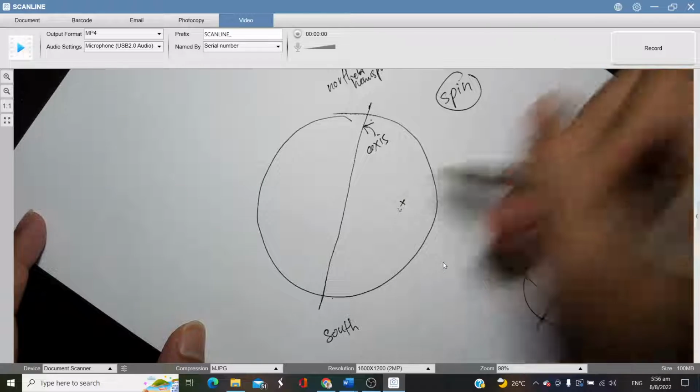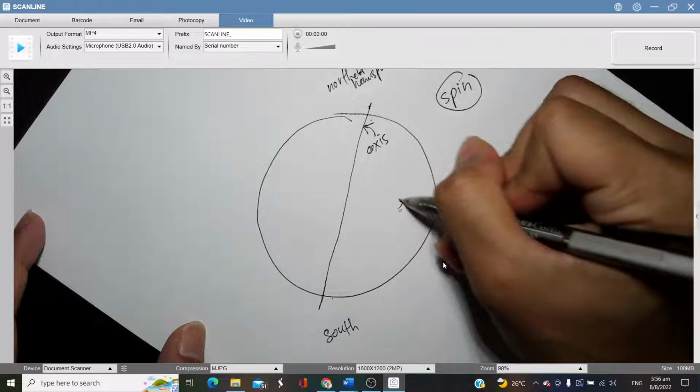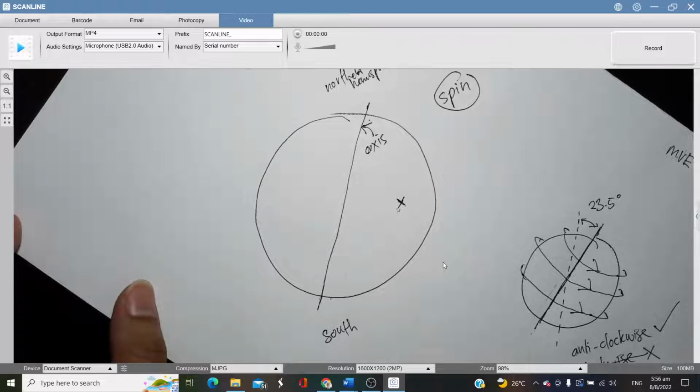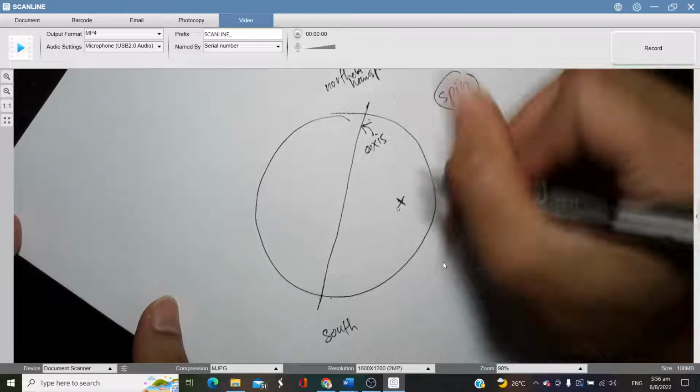Here, I put an X here. This is where we are. So this is in our country, which is Malaysia.